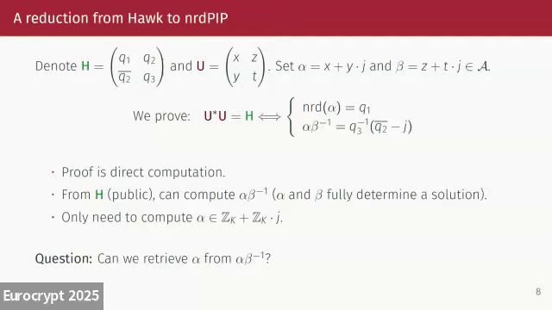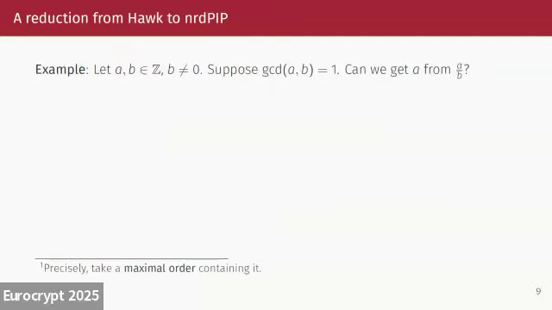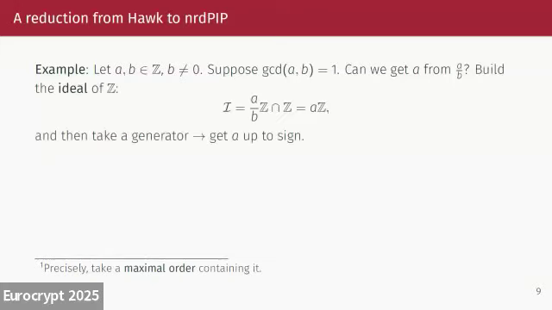So now the question is, can we retrieve alpha from alpha beta inverse? Let's forget about quaternions just for a moment. Suppose that we are given integers a and b, they are co-prime. So suppose that we know the fraction a over b. How can we get a?